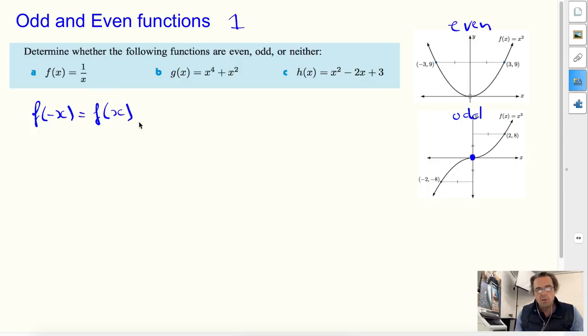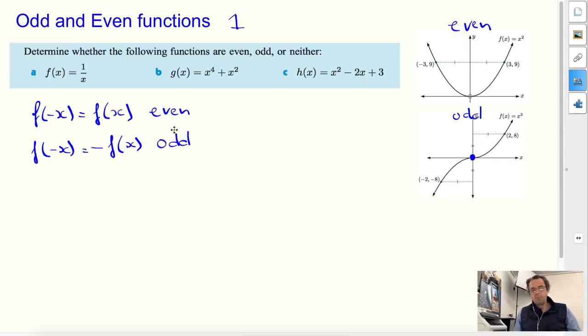In algebraic terms, if the negative value of a function is the same as the positive value of a function, then the function is even. But if the negative value of the function is negative the positive value, then it's odd. And this is basically what we have to check here.